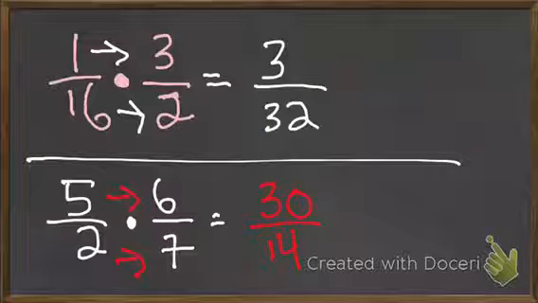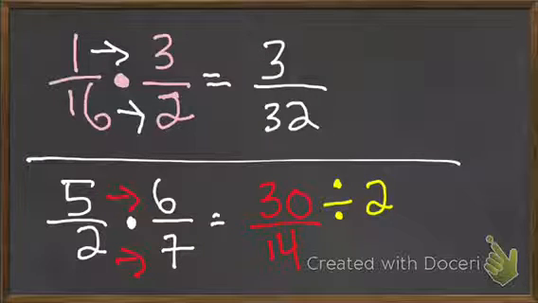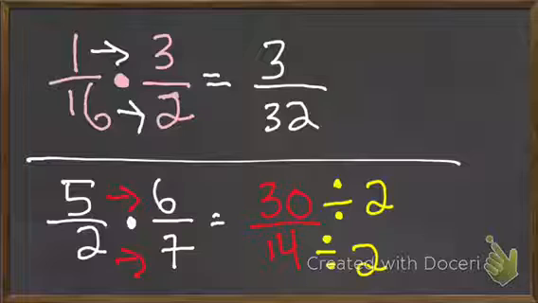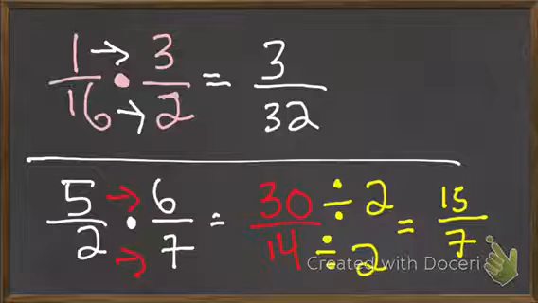Why? Because here we can simplify. If we divide the numerator by 2 and the denominator by 2, the number you're dividing by has to be the same. You cannot do 2 in the top and then say 7 in the bottom. It does not work like that. So 30 divided by 2 is 15, and 14 divided by 2 is 7. Now you cannot reduce any more, so 15 over 7 is your reduced improper fraction.